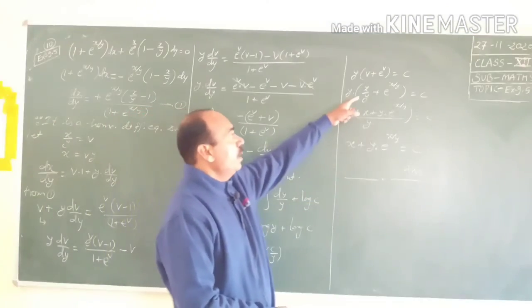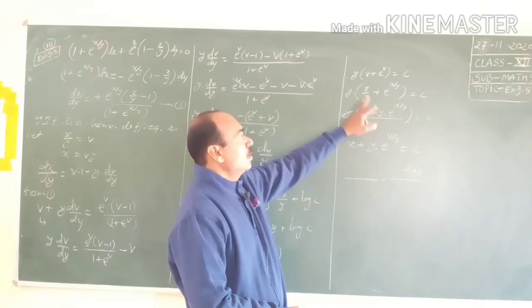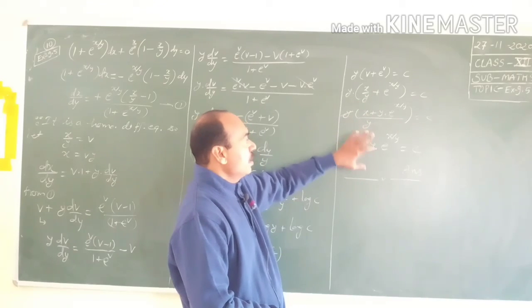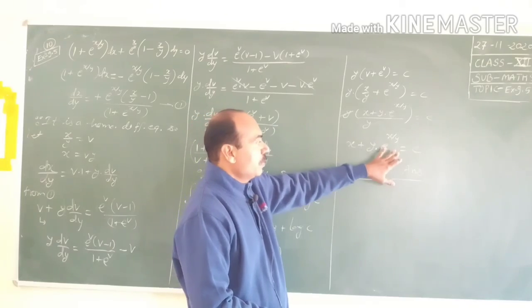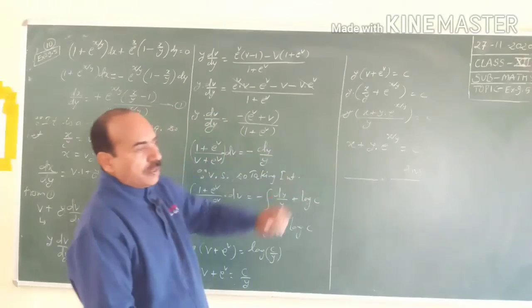And in place of v, write x upon y. So when we take LCM, this y is cancelled out. So we will get only x plus y into e to the power x upon y equal to c. This is our answer.